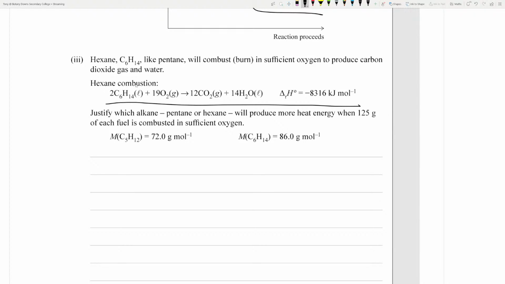Justify which alkane produces more energy. Okay, so they're saying that with the heat, where is it? Pentane. Okay, so we got two equations.